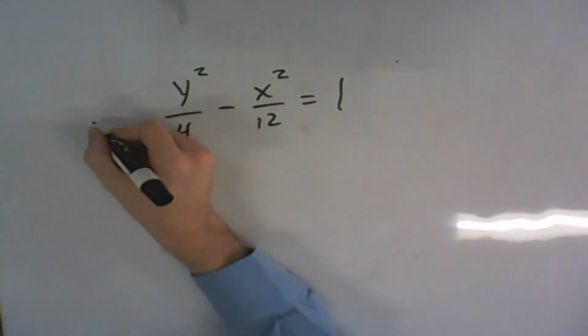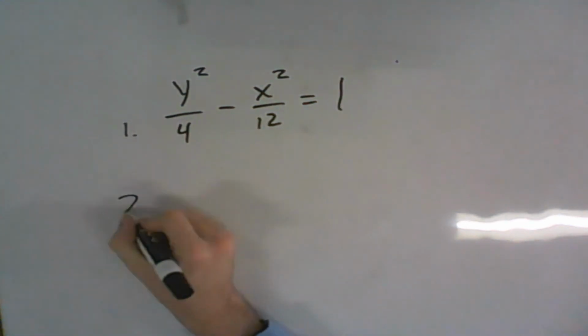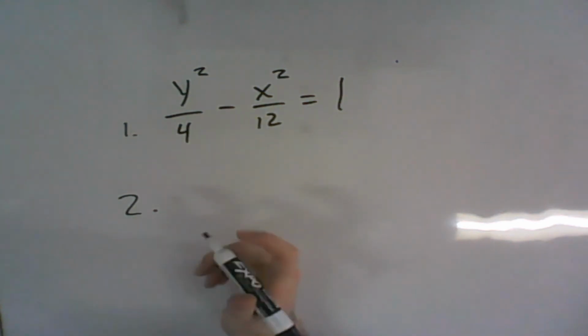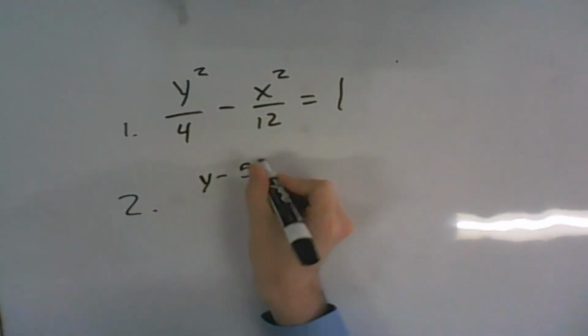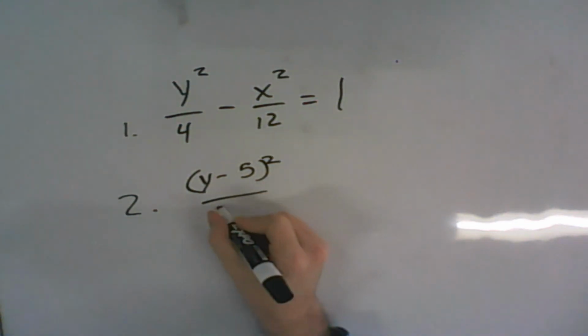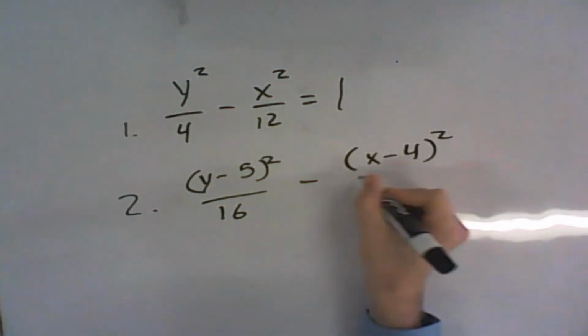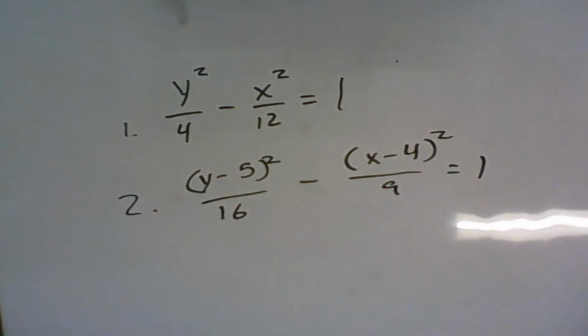Okay, this is the first one. The second one is going to have the equation y minus 5 squared over 16 minus x minus 4 squared over 9. Okay, I need to explain something real quick. I'll come back to this camera so you'll be able to look at it if you need to.